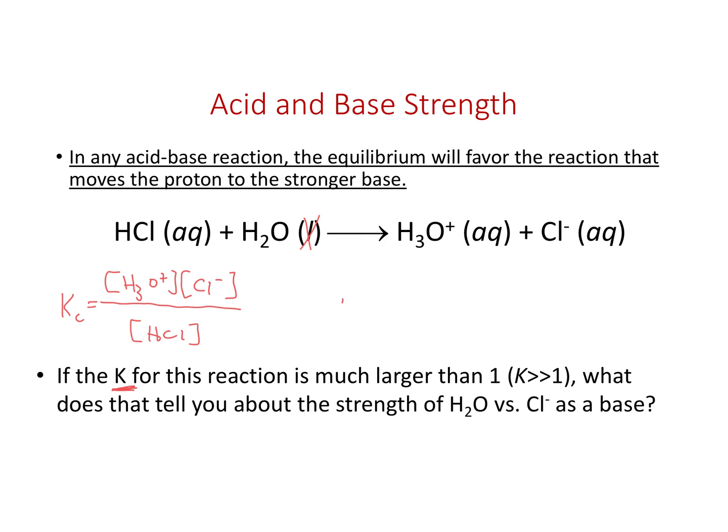Right, we would expect K to be much, much greater than 1 for a strong acid, because if it ionizes completely, we're going to have a large concentration up here and a very small concentration down here. So another way to characterize strong acids is that they would have a very large value for their equilibrium constant.